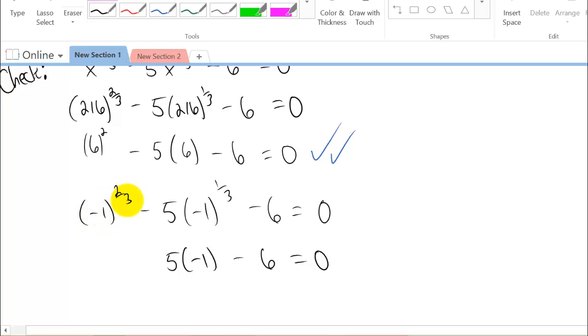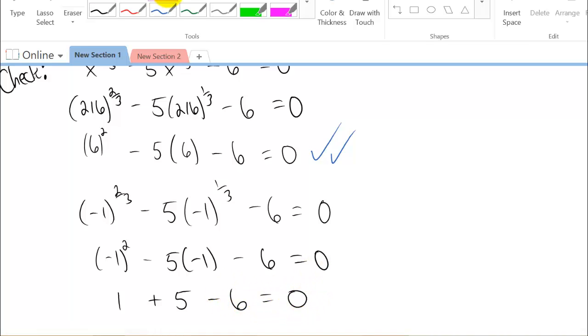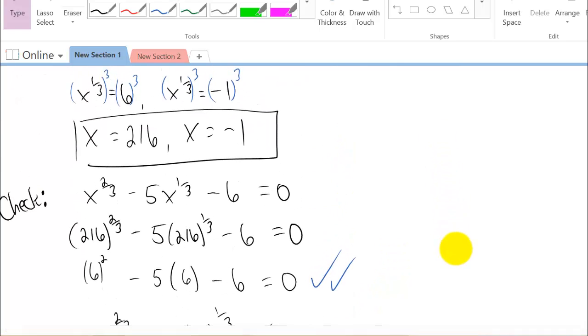Now the cube root of -1, like I said, is -1, but we still have to square that number because of the 2 right here. And if you square -1, you get +1. So what I'm getting is 1 plus 5 minus 6 equals 0. And that is a true statement, so we've double checked that answer as well. So we can go back and we can say, okay, those two answers are correct. Okay, I hope this helped.